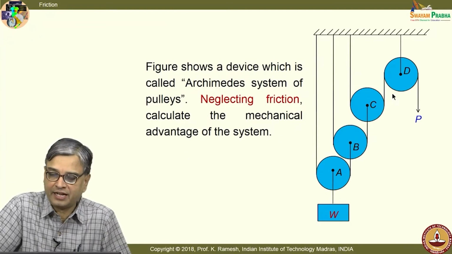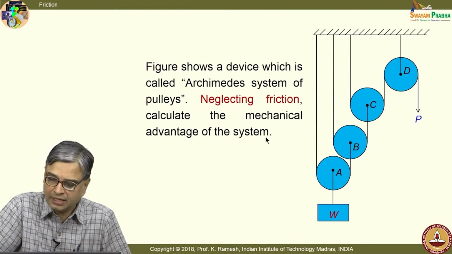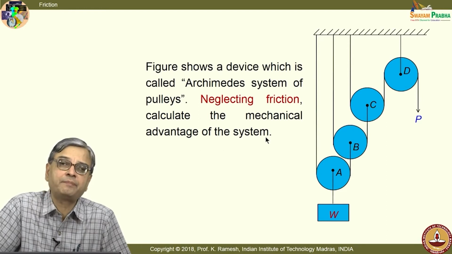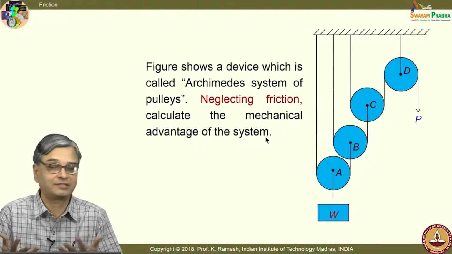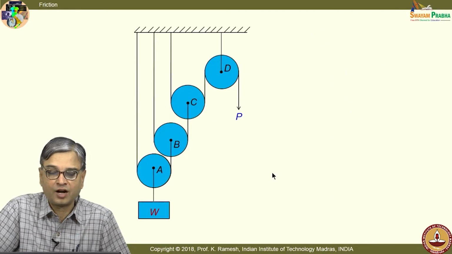And this shows a very interesting use of frictionless pulleys, and this is known as Archimedes system of pulleys. An important aspect is, neglecting friction, calculate the mechanical advantage of the system. If you look at engineering development, you need to achieve things with the material available to you. With minimal effort, how can I lift a very large weight? That is where Archimedes has given this contrivance, and we will go and investigate how we handle this.